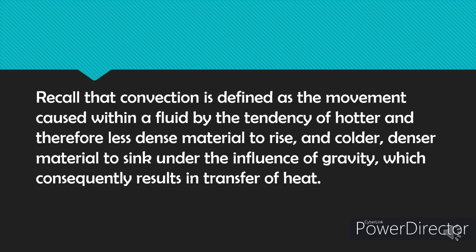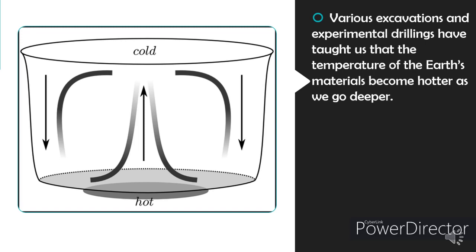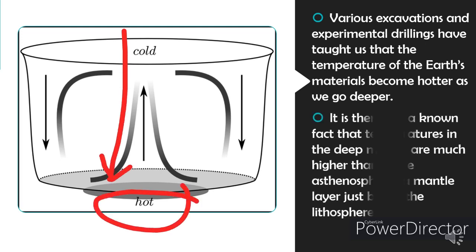of heat. Various excavations and experimental drillings have taught us that the temperature of the Earth's material becomes hotter as we go deeper. It is therefore a known fact that temperatures in the deeper mantle are much higher than in the asthenosphere, a mantle layer just below the lithosphere.